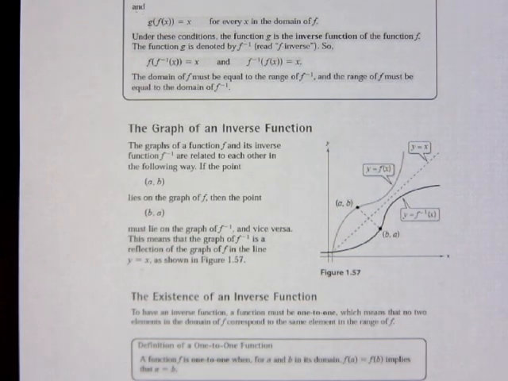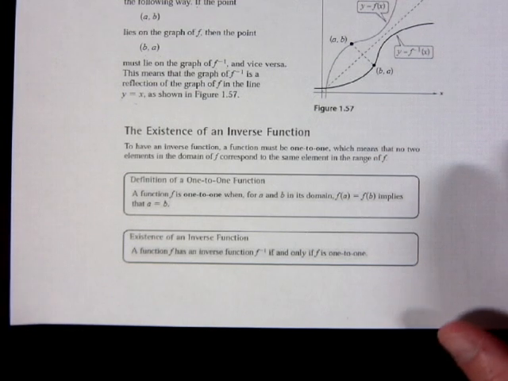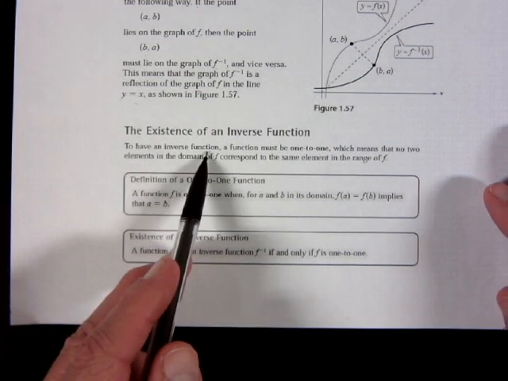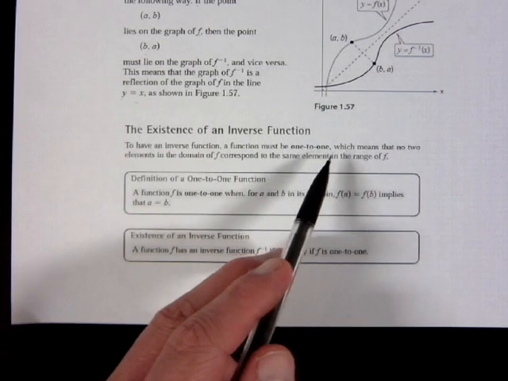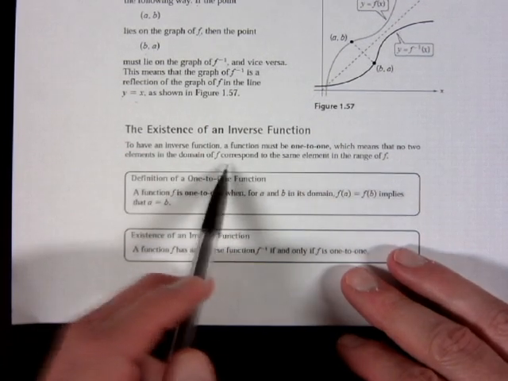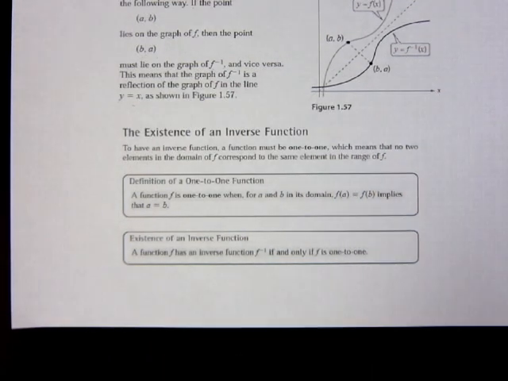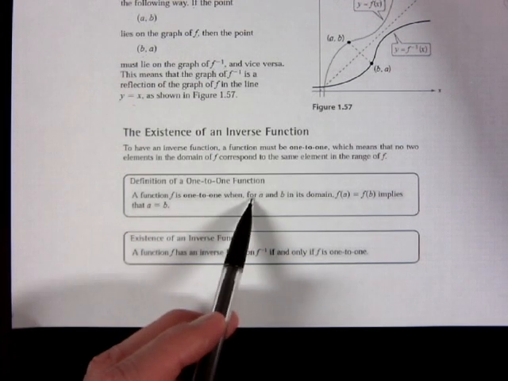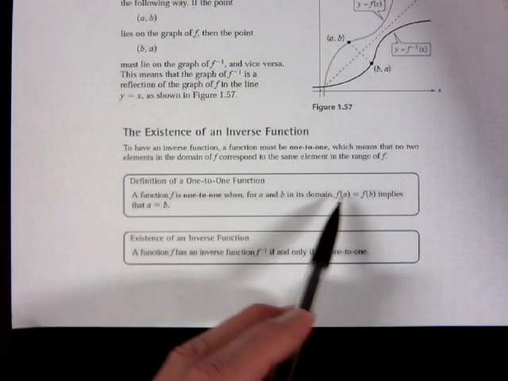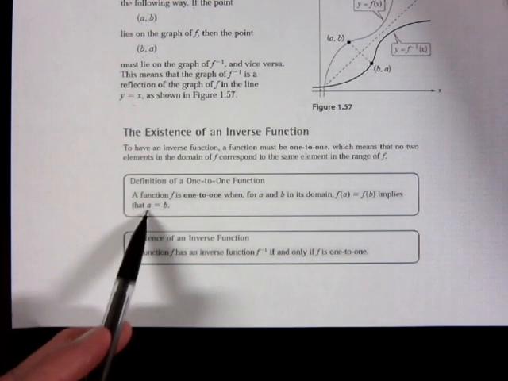Now, there are some conditions to look at to see if an inverse function even exists. In order for an inverse function to exist, the function that you're starting with must be 1-to-1. That means no two elements in the domain correspond to the same element in the range. Here's the definition of 1-to-1: a function f is 1-to-1 when, for a and b in its domain, f of a equals f of b implies that a equals b.